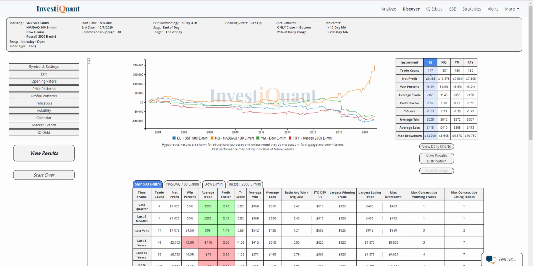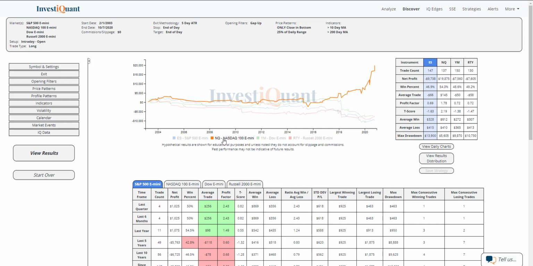We've got the same results for the S&P, the NASDAQ 137 samples, the Dow 150, and the Russell 130 samples. So a pretty common pattern. The NASDAQ has a 54% win rate, so it's stronger than the others. The YM is similar to the S&P, and the Russell is similar to the S&P as well. Both of those around 49% win rates, with average losses bigger than the average wins. But what was interesting is that is certainly not the case in the NASDAQ.